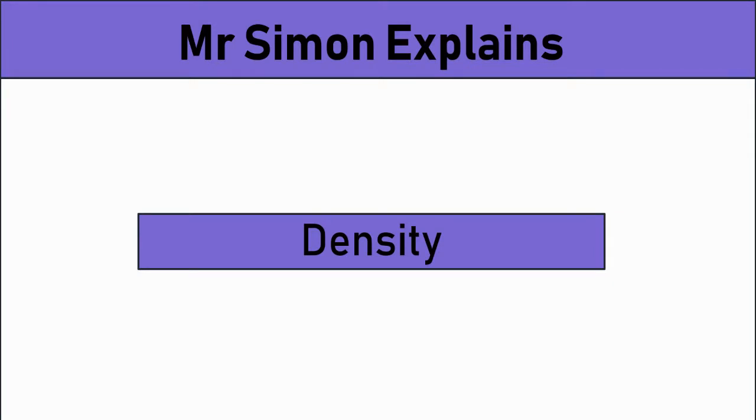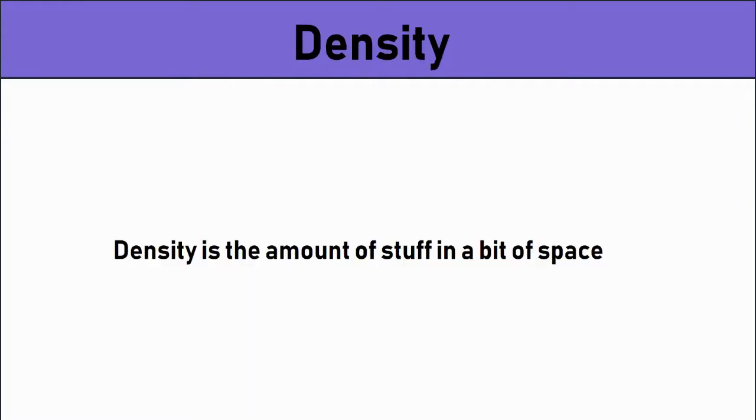Simon Explains Density. So what do we mean by the word density? Density is simply the amount of stuff in a bit of space. That's it. That is the one idea of density expressed in one sentence. Obviously, we wouldn't write that on an exam. So let's look at it in a bit more detail. Firstly, what does it actually mean? Well, the amount of stuff in a bit of space is basically just the mass in a given volume.